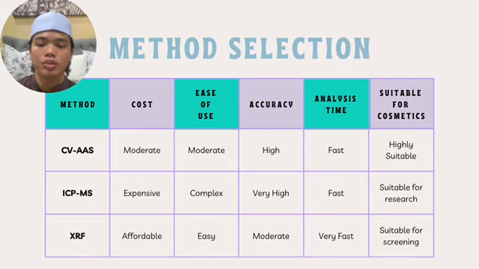Here we have a table that compares CVAAS with the other two methods, which are ICP-MS and XRF. So from this table, we can see that CVAAS is the best method because even though the cost and ease of use are just moderate, it provides high accuracy and is also fast. So CVAAS is the best method for this case study.